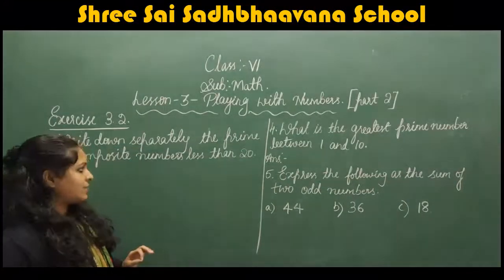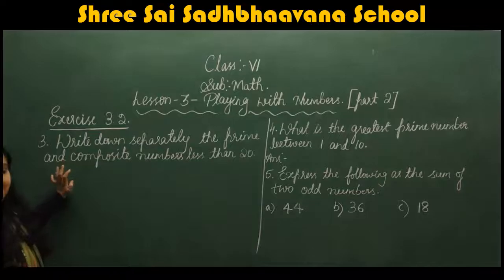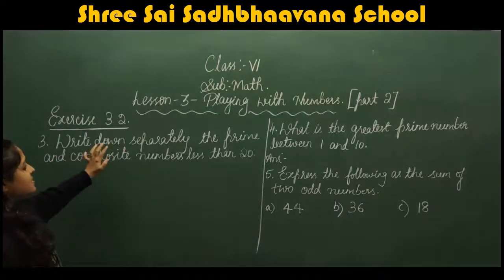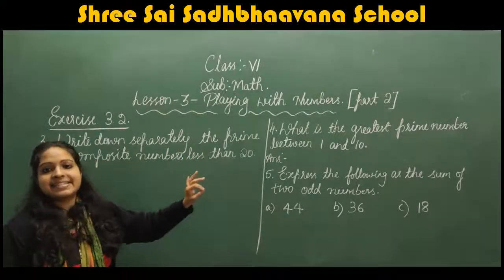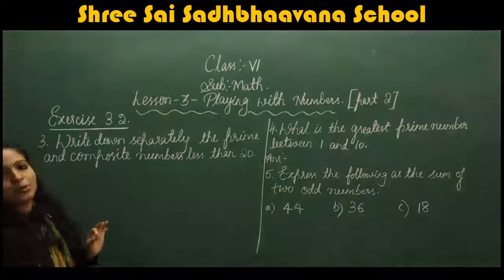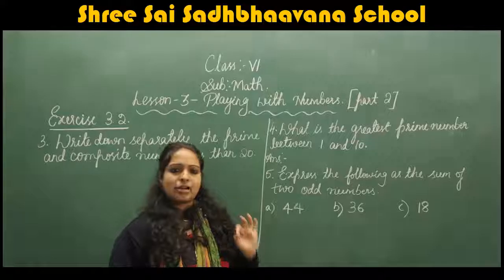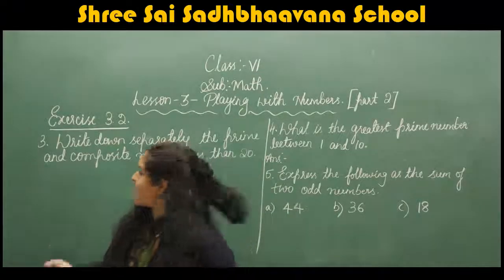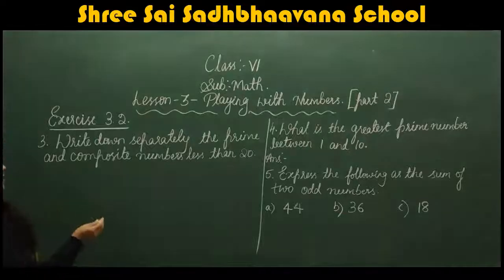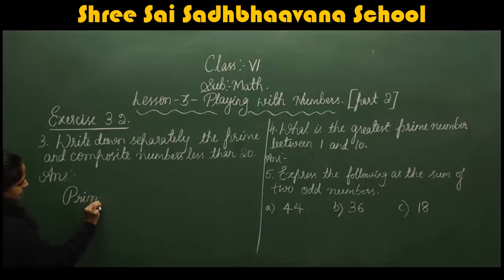Yes, children, now look at the board. Now we are going to discuss the third sum. Write down separately the prime and composite numbers less than 20. So now we have to write down the prime and the composite numbers separately. Let us see how to write. Here come the prime numbers and here come the composite numbers.